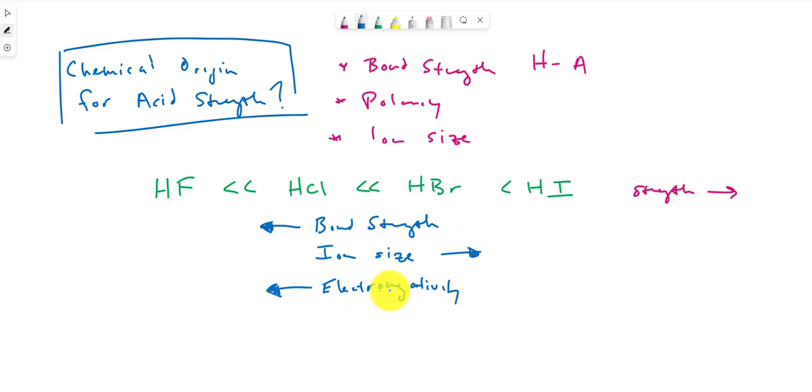And so electronegativity is really just another proxy for bond strength, because the more electronegative the atom, the more tightly the proton is going to be held to that fluoride ion, meaning it's going to be less likely to donate that proton, meaning it's a weaker acid overall.